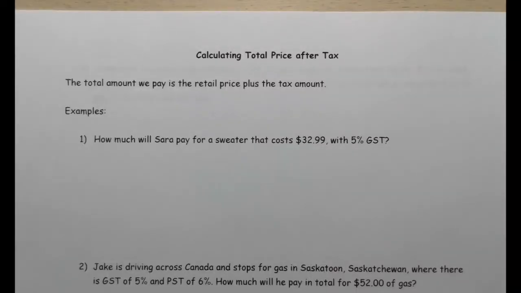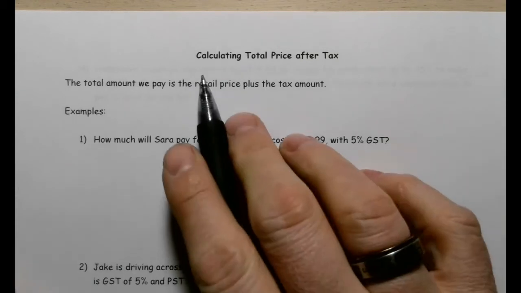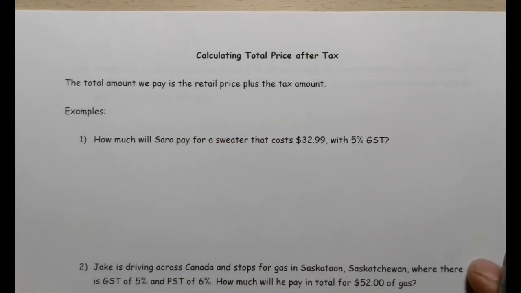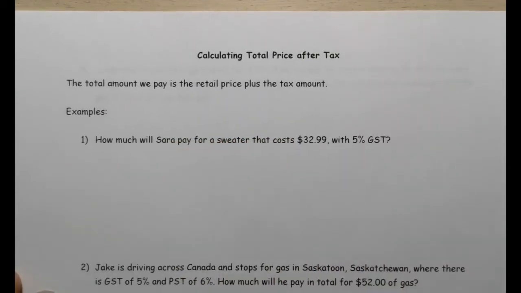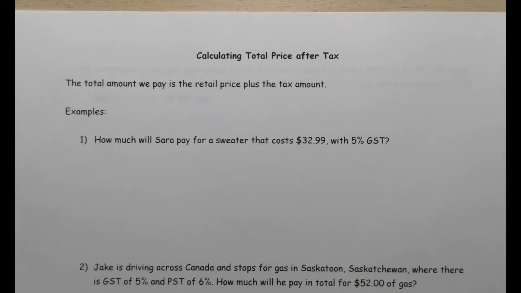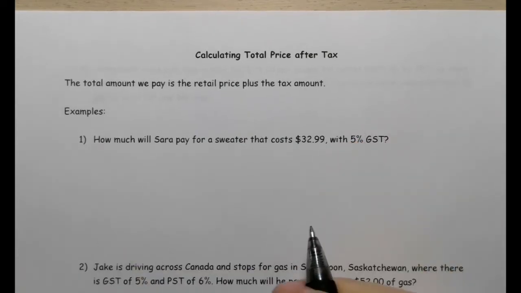Okay, so now for these next few questions, we're going to calculate the total price after the tax has been calculated. So all we're going to do is add the tax that we've figured out to the retail price, and that's going to give us how much we're going to spend. So let's take a look at some examples here.